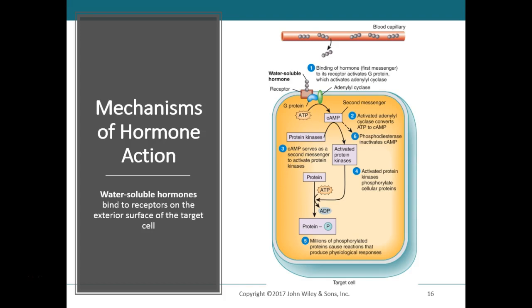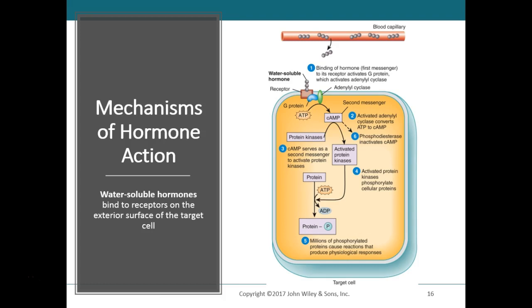Now, here's where things start to get a little complicated. Binding activates a second messenger that turns on an enzymatic pathway. Now, that enzymatic pathway is going to differ depending on what the cell is and what the hormone is. So I often say, don't get bogged down in the specifics of this enzymatic pathway, right? Because it's going to change depending on what the cell is and what the hormone is.